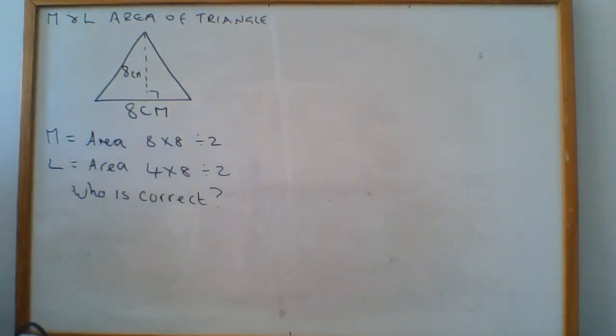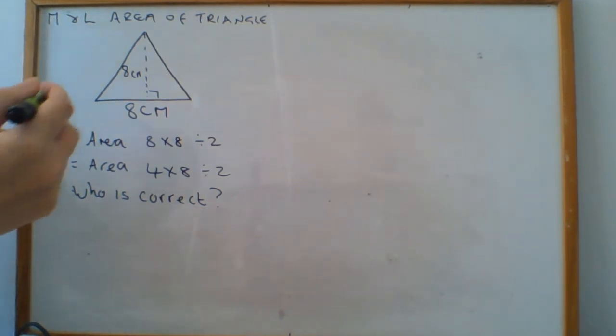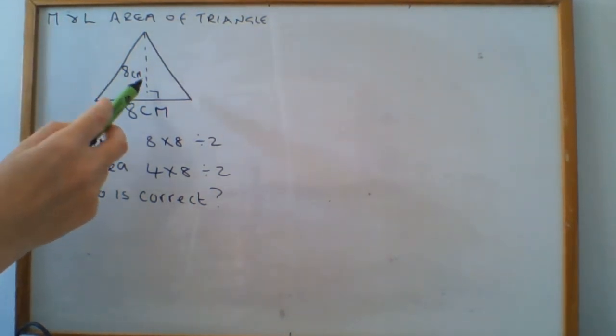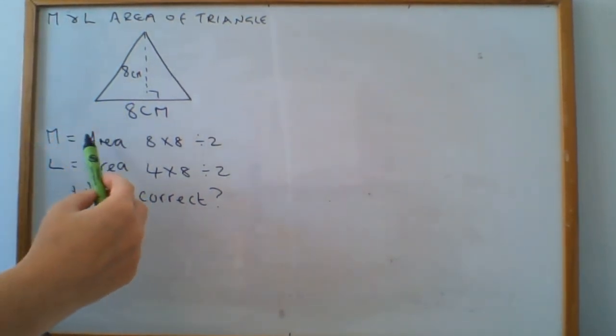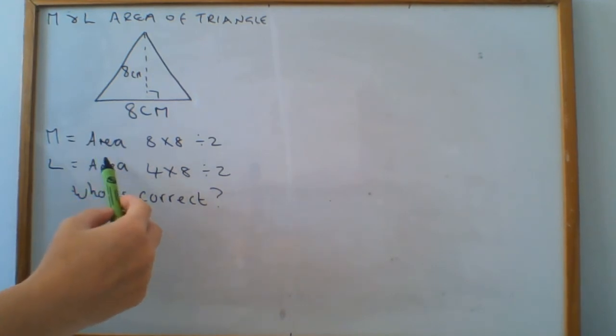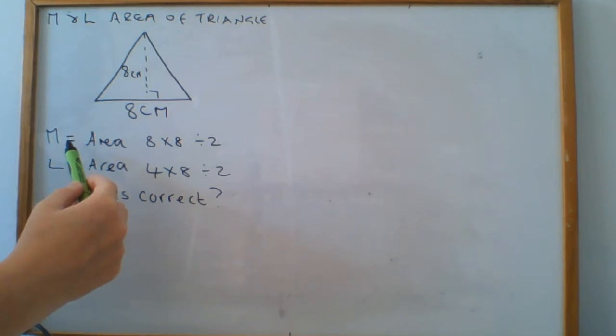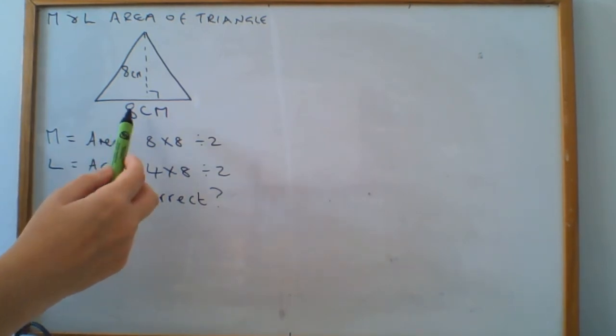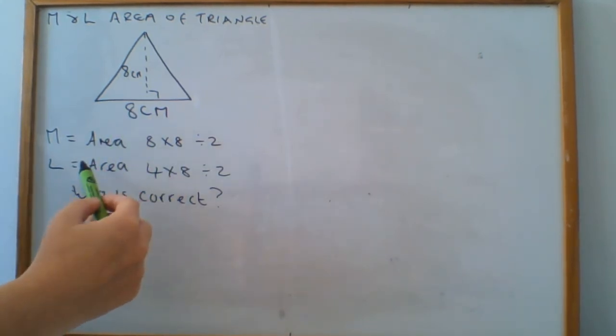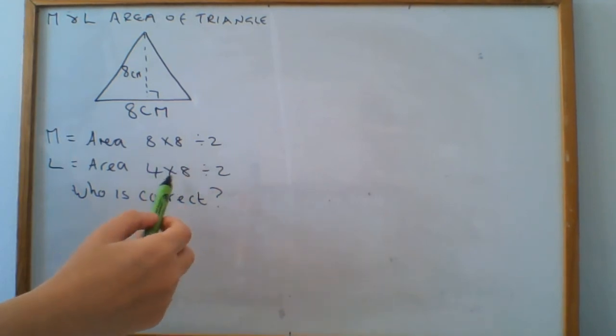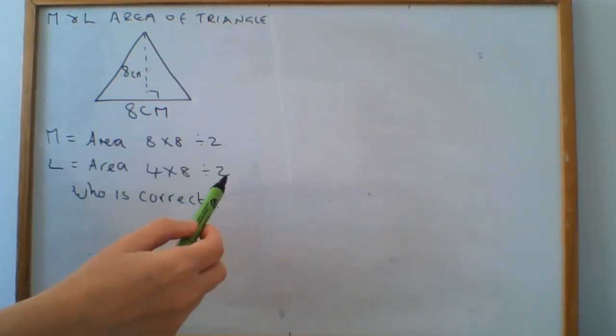Right, so looking at this problem, I've drawn it out for you here on the whiteboard. We've got all the information of our triangle here, and we've got what the two girls thought about how they worked out the area of this triangle. So we've got Macy, who thinks you work out the area by doing 8 times 8 divided by 2, and Lainey, who thinks it's 4 times 8 divided by 2, and the question was who is correct.